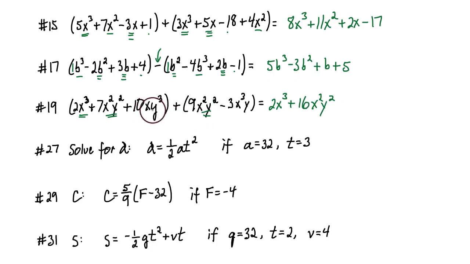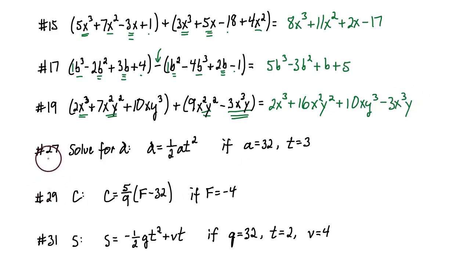This term is xy cubed. There is not another xy cubed term. So the answer has positive 10 xy cubed. Finally, this term here has nothing that combines with it, and so that transfers into the final answer, negative 3 x cubed y.